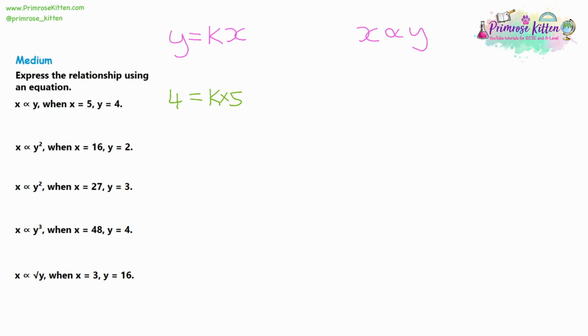Now we need to find out what k is, so we can use our solving equation skills. We want k on its own, so do the opposite of the thing with it. Rather than doing times 5, we're going to divide both sides by 5. That would give us 4/5 equals k. So now we can write down our final equation, and we're just going to swap the k with what we found. So y equals 4/5 of x.